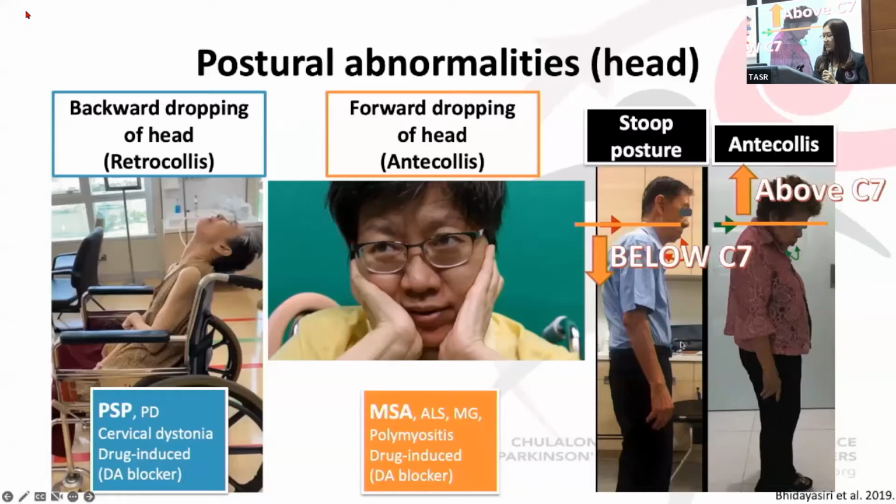Another thing to be considered is to differentiate between anterocollis and stooped posture, or if the stooping is severe, we call it camptocormia. As you see in the two pictures on the right, anterocollis is considered when abnormalities are observed above the C7 level of the spine and stooped posture is below. Why do you have to differentiate this? Because the differential diagnosis and the treatment are different. Anterocollis is mostly found in MSA or other neuromuscular disease, like in the middle picture, while stooped posture is mostly found in PD.